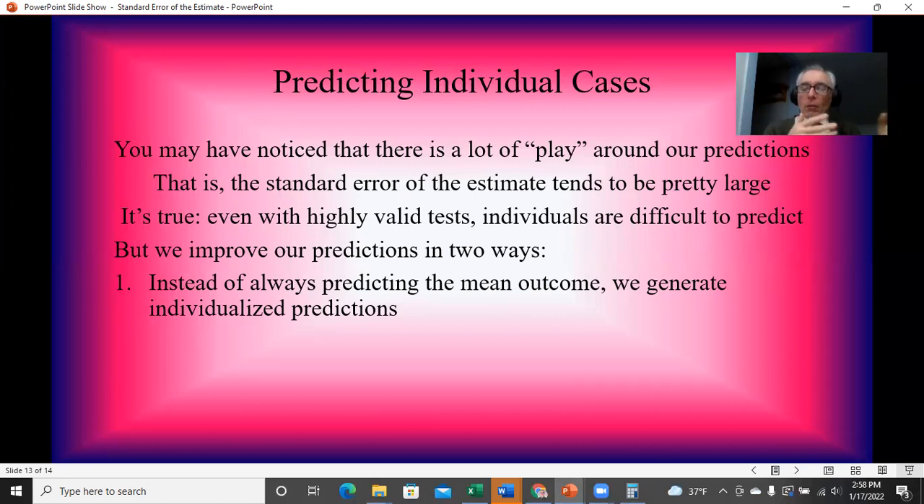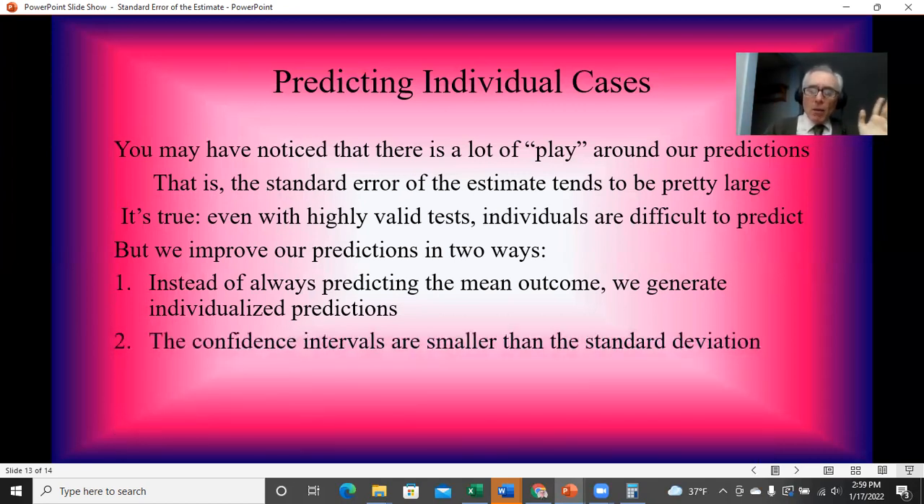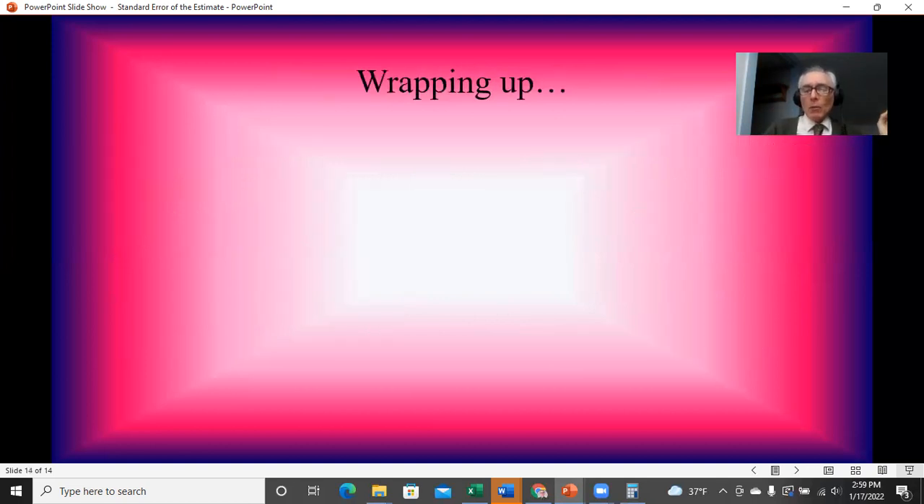Whereas with a test, we're generating a point estimate that is not usually right at the average. So I could be saying, well, based on the test, I think your IQ is 122. That's a very different prediction. And we have also shrunk the margin of error, so to speak, a bit. Going from a standard deviation of 8 to a standard error of the estimate of 6 is tightening things a bit. So we've made gains in 2 ways.